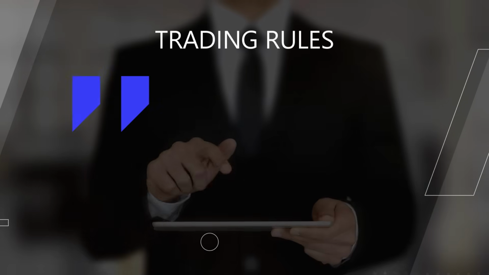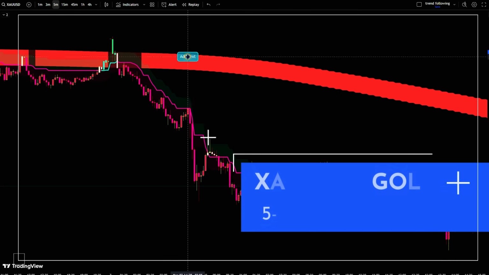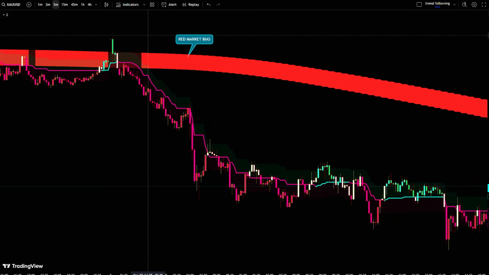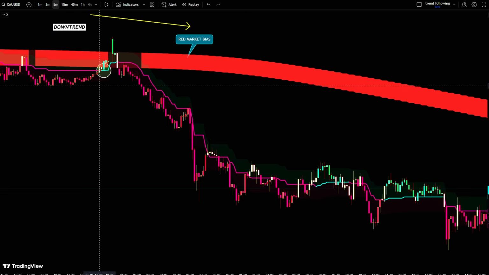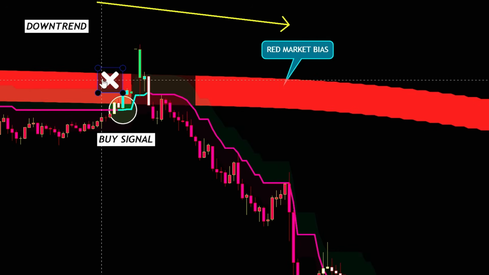So how do we put these two together to make money? Let's look at this gold 5-minute chart again. See how the market bias indicator is solid red? That tells us the overall bigger picture trend is down. So when it's red, we only pay attention to sell signals. That means this buy signal right here from our range filter, it's invalid.